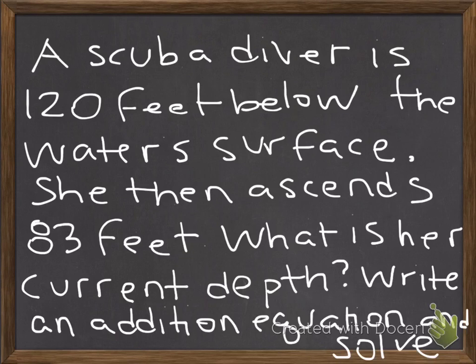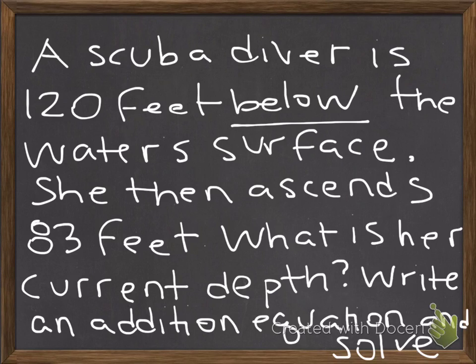One more problem where we have a real-world situation, and we need to describe it with integers. So this is saying a scuba diver is 120 feet below the water surface. The word below is going to tell you that 120 should be represented with a negative.